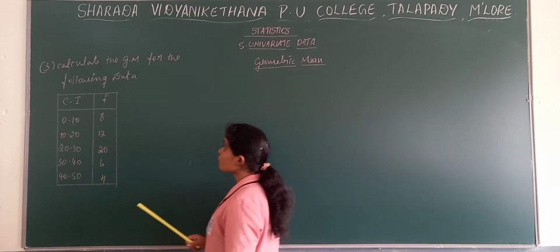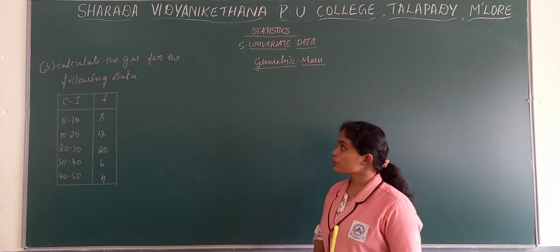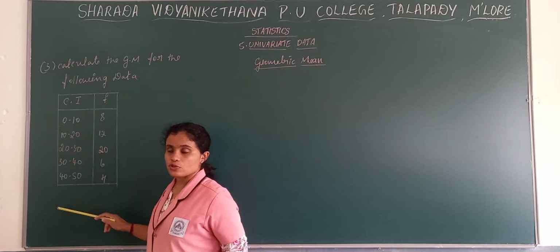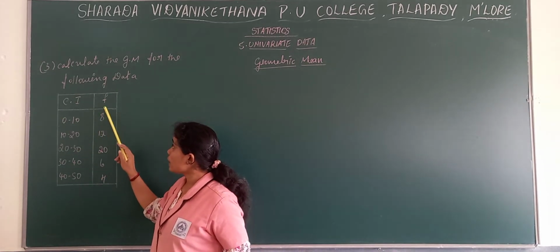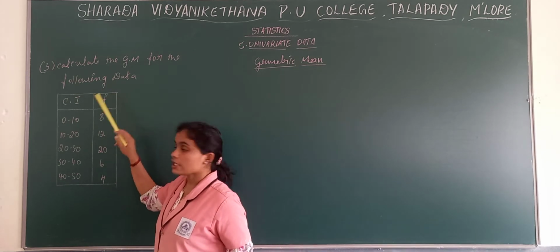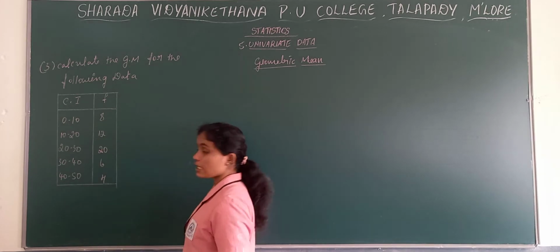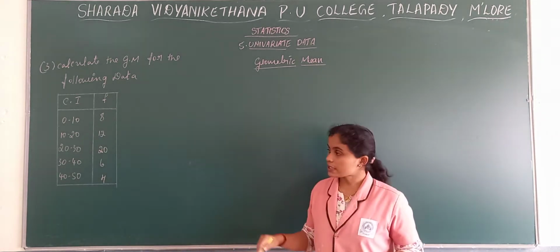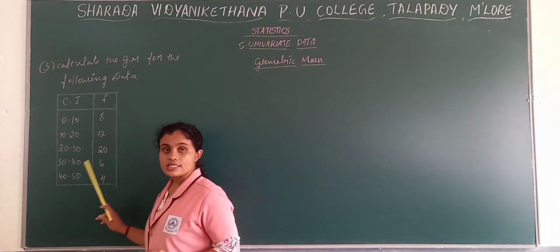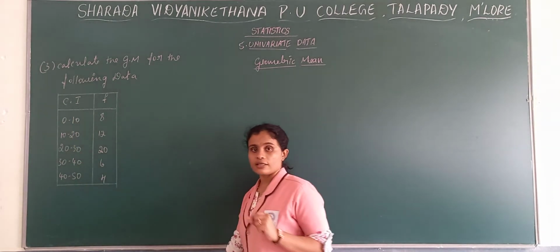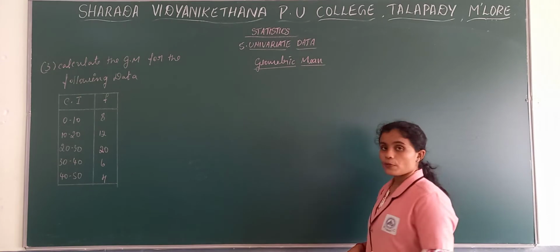So here you have one problem. Calculate the geometric mean for the following data. If you observe the frequency distribution, this is grouped data because we have frequency here and also we have class intervals. So when we receive class intervals, then we can say it is continuous data. If class intervals are not there, then it is discrete data. Now, we'll solve the problem.